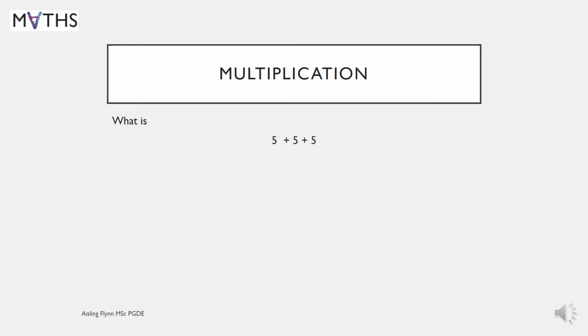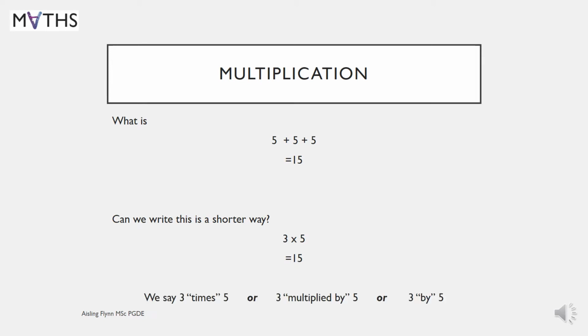What is 5 plus 5 plus 5? It's equal to 15. This is addition of the same number. Can we write this a shorter way? Yes, we can. 3 multiplied by 5 equals 15. We say 3 times 5, or 3 multiplied by 5, or 3 by 5. Or 3 5's are 15.